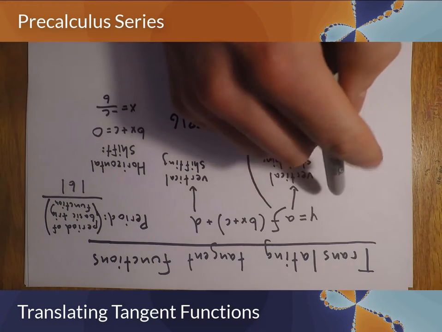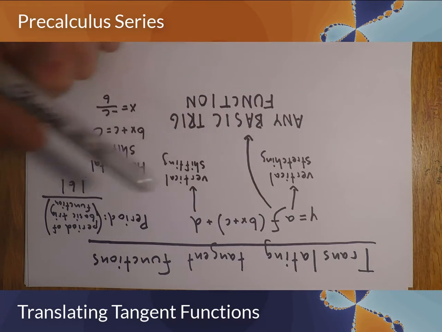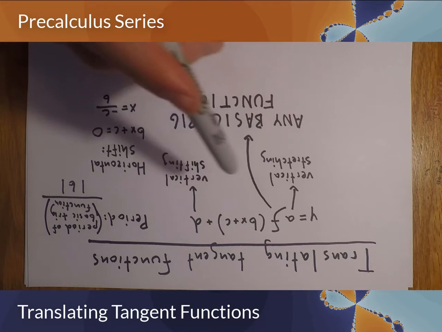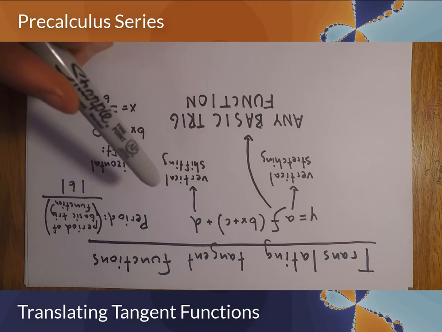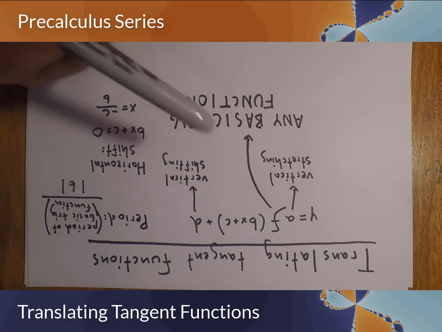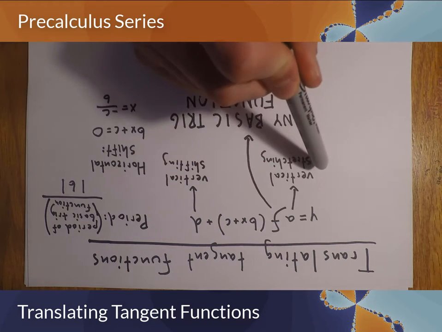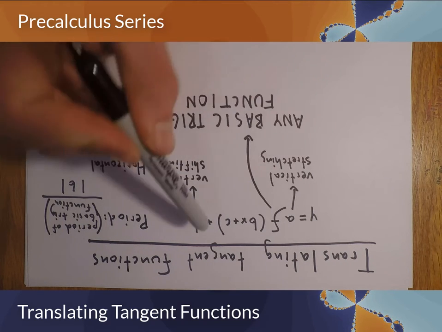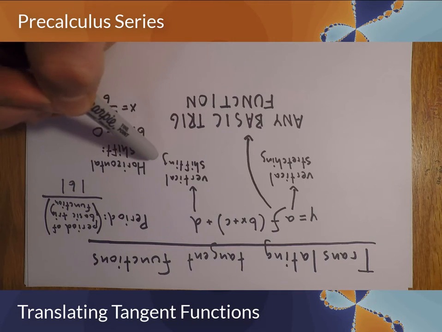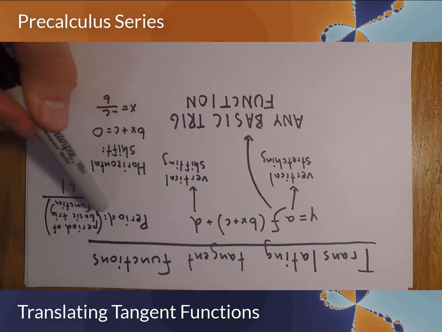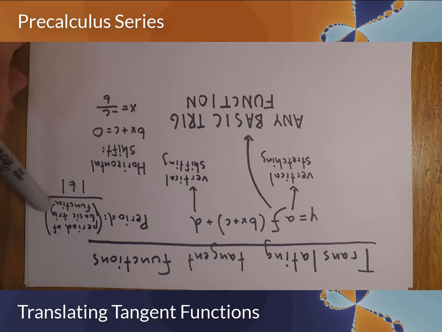So basically we're using this generic formula for trigonometric functions. A is the amplitude and gives the vertical stretching. D gives the vertical shifting up and down. The period of the function is just the period of the basic trig function.